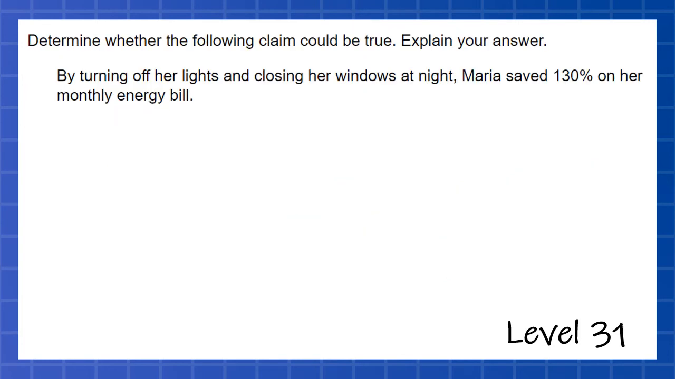If you saw an advertisement that said, by turning off your lights and closing your windows at night, you could save 130% on your energy bill, hopefully alarm bells would go off, because this would be like going to a store with a 130% off coupon. In that case, the store would have to actually give you money because you have saved so much. You saved more than 100%. Since you can't really save more than 100% of your electricity bill just by turning off your lights and closing your windows, I'm going to say that this couldn't possibly be true.